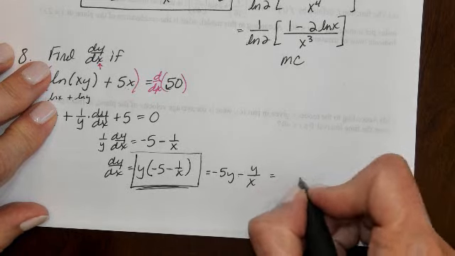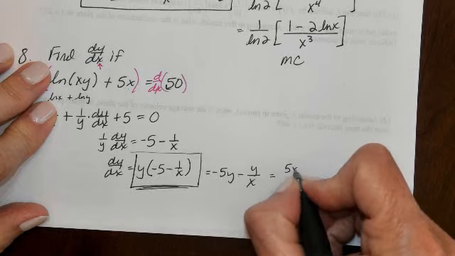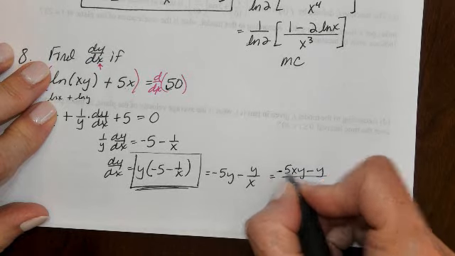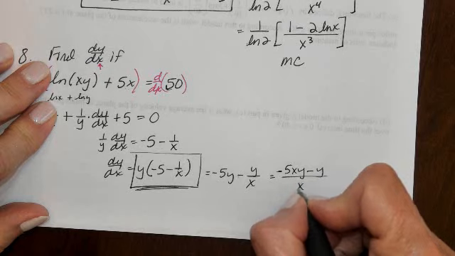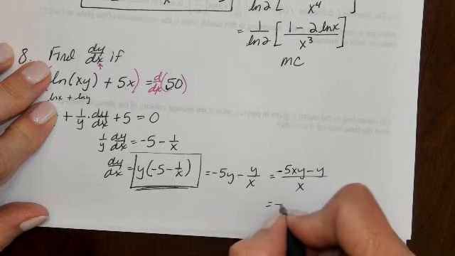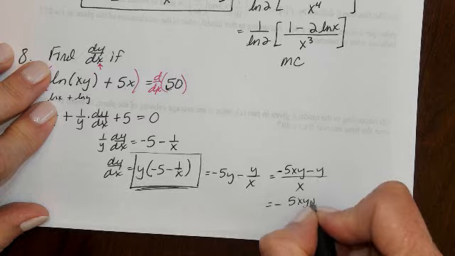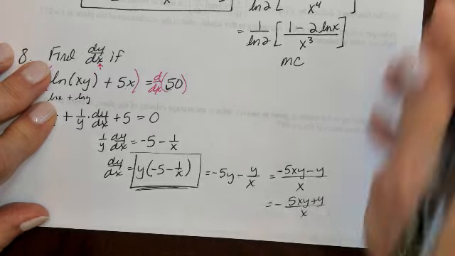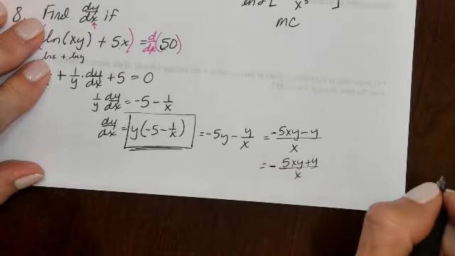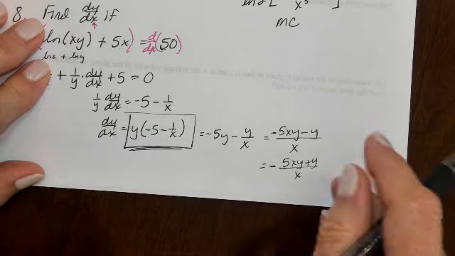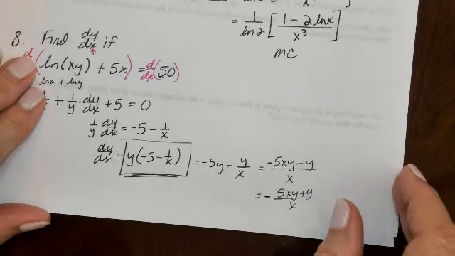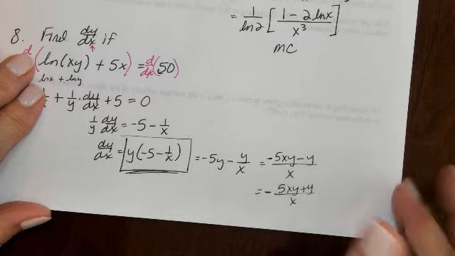If they wanted a common denominator, it would be negative 5xy minus y all over x. Here they would definitely pull out a negative. Okay, when you pull out a negative, it would look like that. Okay, so one of those would be the multiple choice answer. All right, so that is derivatives of natural logs.